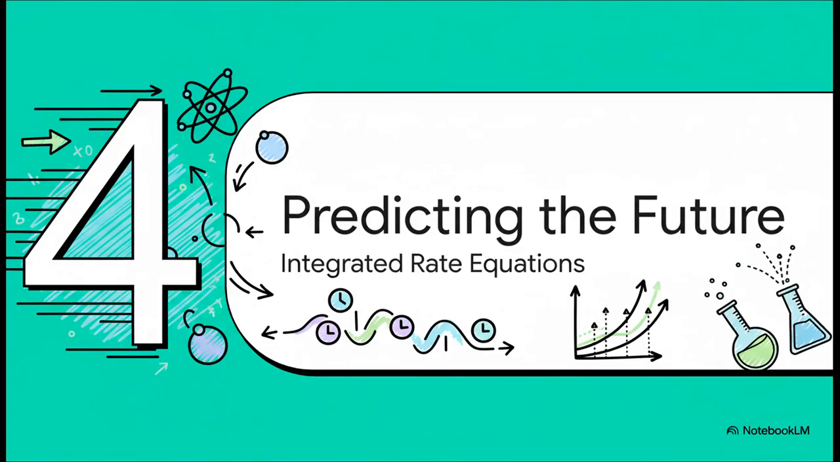All right, so we can measure the speed and we know the rules that govern it. So what's the payoff? Well, this is where it gets really cool. We can basically predict the future. We can calculate exactly how a reaction is going to play out over time, and we do it using a tool called integrated rate equations.